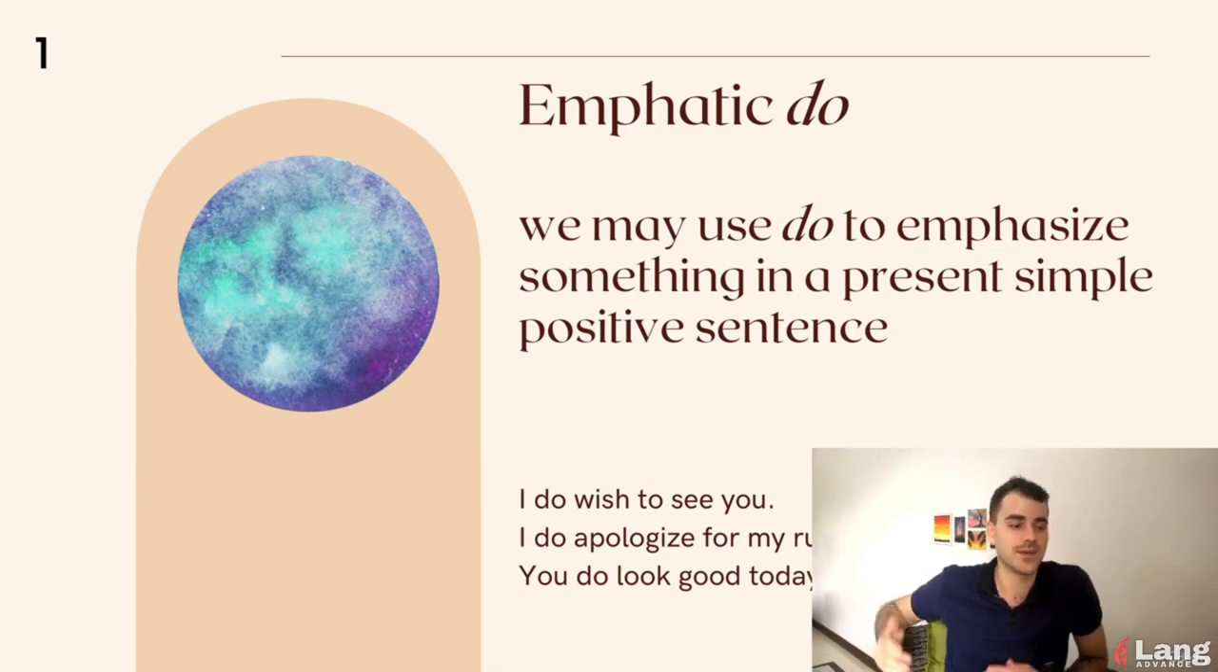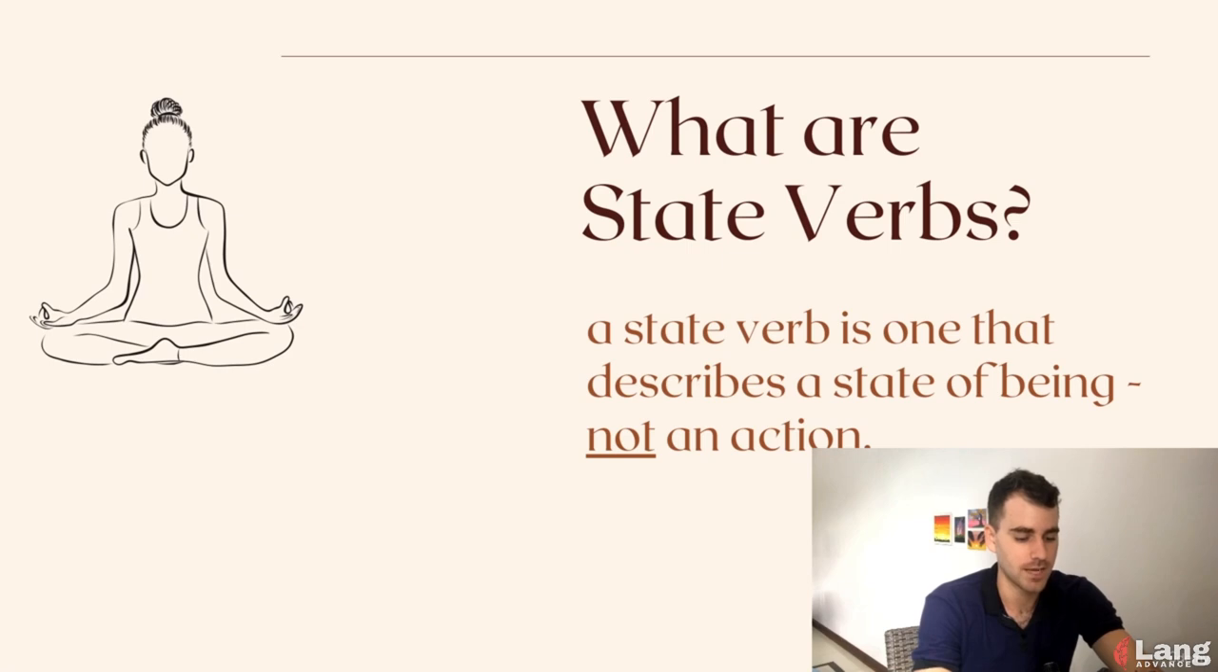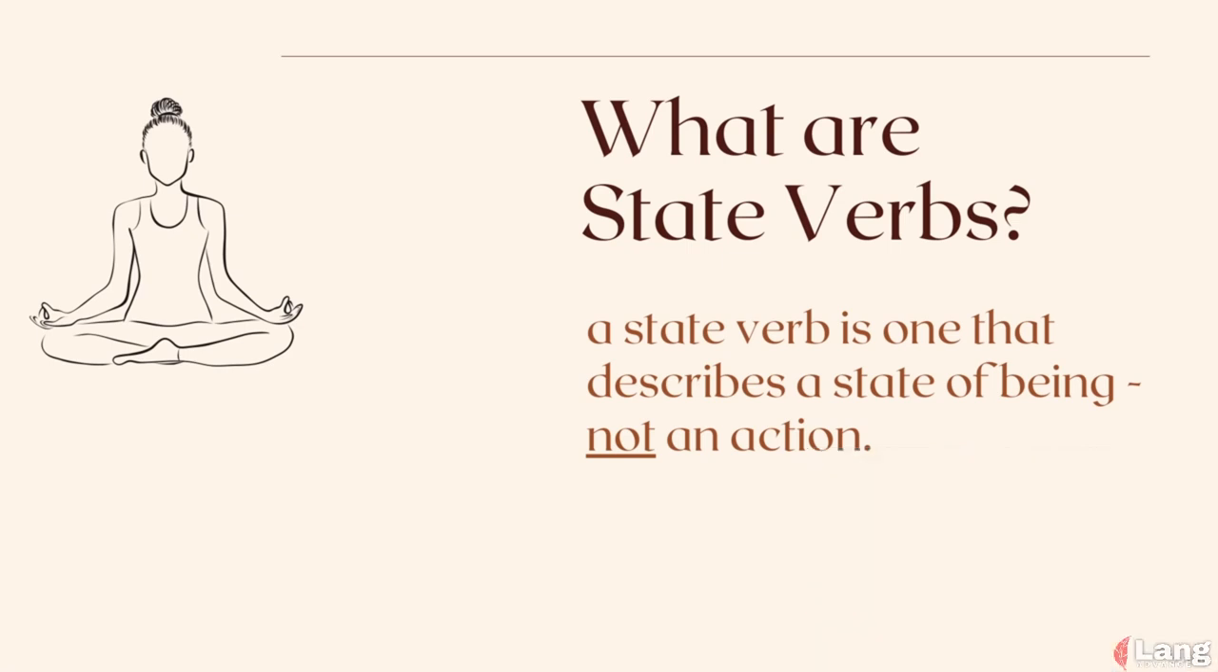It's because we want to emphasize something. I want to see you. I wish to see you. If I really wish to see you, I say, I do wish to see you. So that's called the emphatic do. Okay, the next point, we're going to be talking about state verbs. So a state verb is one that describes a state of being, not an action.